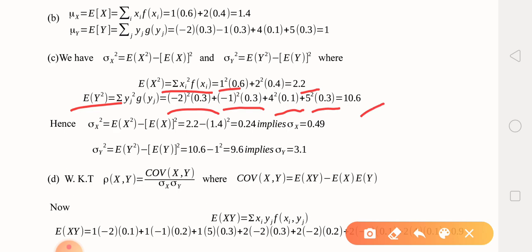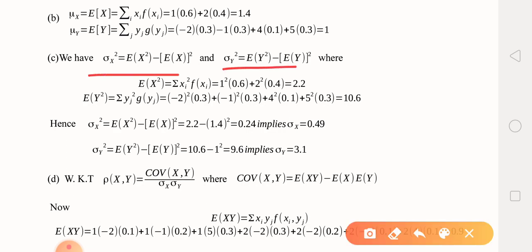So substitute in the formula, we get variance of x and variance of y as 0.24 and 9.6. Now we want the standard deviation. Take the square root. So the standard deviation of x is 0.49 and the standard deviation of y is 3.1.